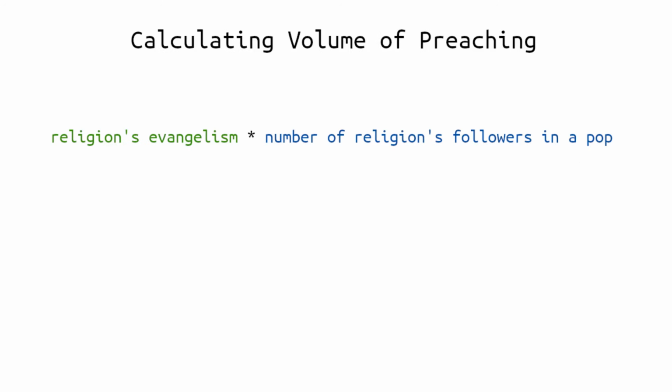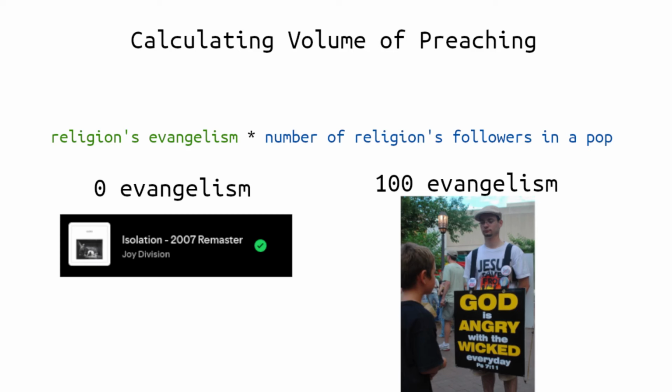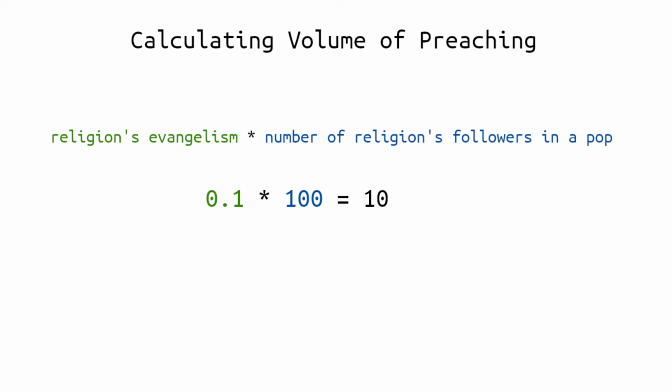This calculation is performed by multiplying the religion's evangelism stat and the size of the pop's religious subgroup. A religion's evangelism stat represents the number of times each month that a member of this religion will try to convert another person, so that a religion with an evangelism stat of 0.1 and a religious subgroup size of 100 will result in causing members of the religious subgroup to try to spread their religion 10 times each month.